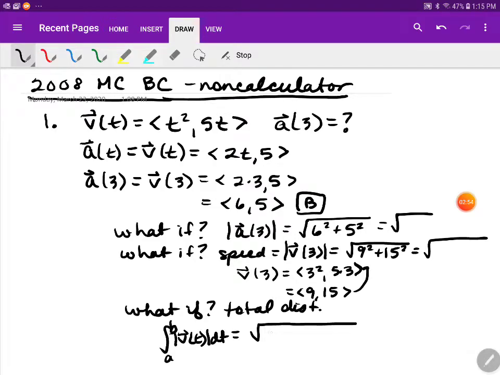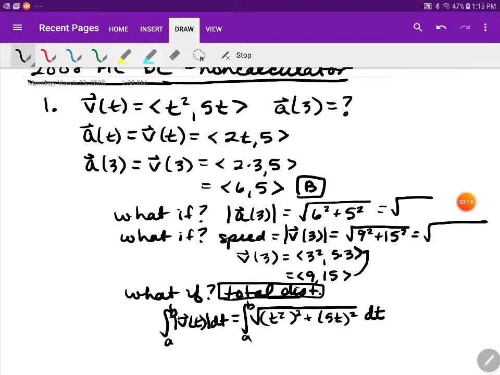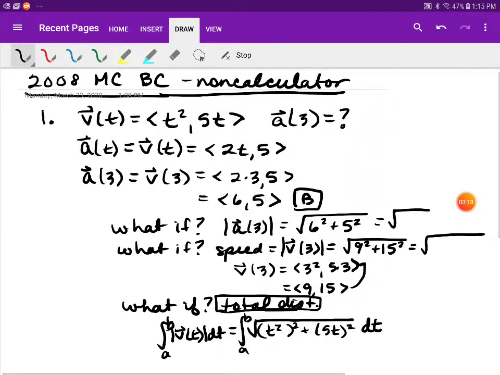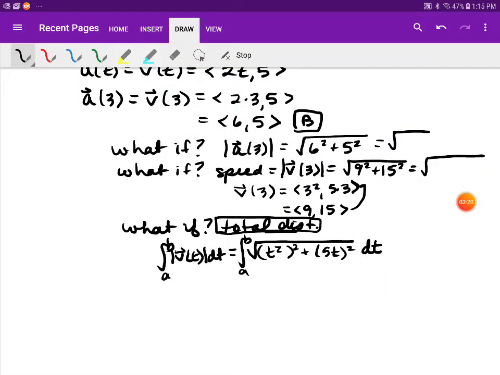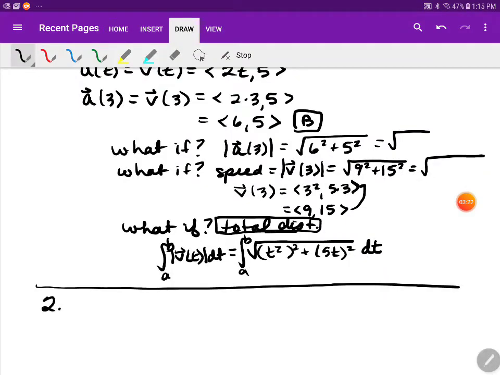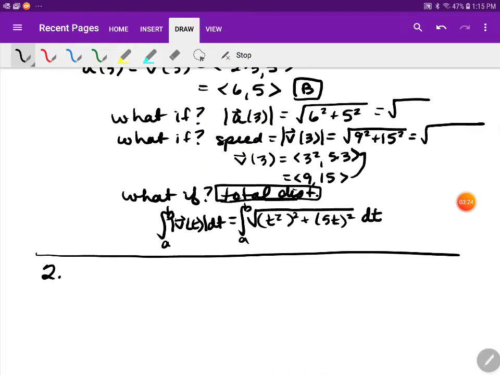It would look like this, and then you would do, basically you would do t squared plus 5t squared, and then you would do the integral. Kind of looks like arc length. And then you would pick your A and your B of what they give you. We will have to do total distance on the AB, but then not the BC this year. Okay, not the BC this year because we're in 2020. 2020, they're making the test only 45 minutes instead of 3 hours and 15 minutes.